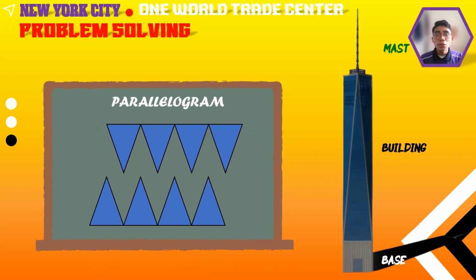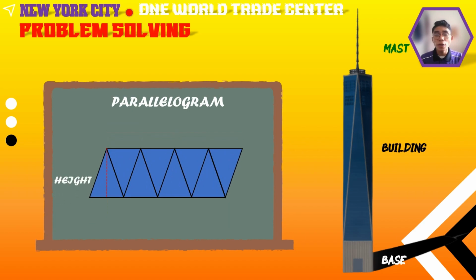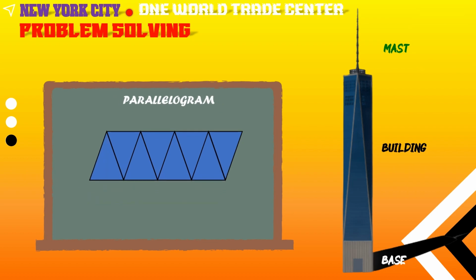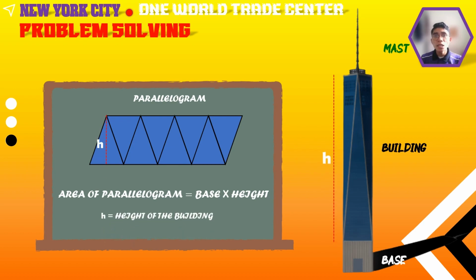The 8 triangles form a parallelogram with the same height as the triangles and whose base is equal to 4 bases of the triangle. To find the area of this parallelogram, the formula is base multiplied by height. First, we need to find the height of this parallelogram. The height of this parallelogram is equal to the height of the building.